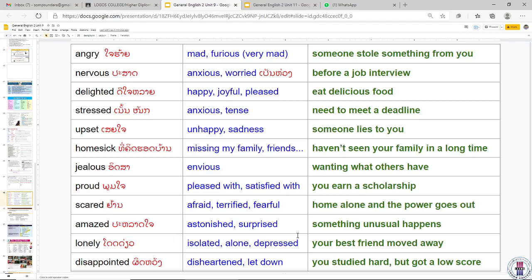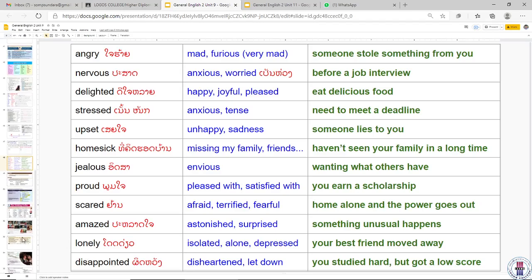Lonely. I feel lonely. He feels lonely because his best friend moved away. All right. Disappointed. Maybe you studied hard for an exam and then you got a low score. So you kind of feel like, I studied so long, but I still got a low score. That's what it means to be disappointed.